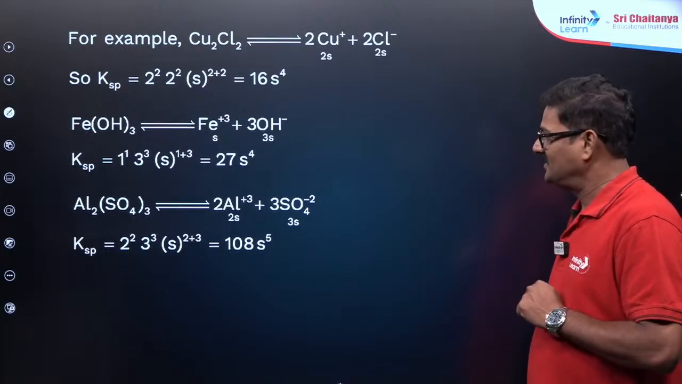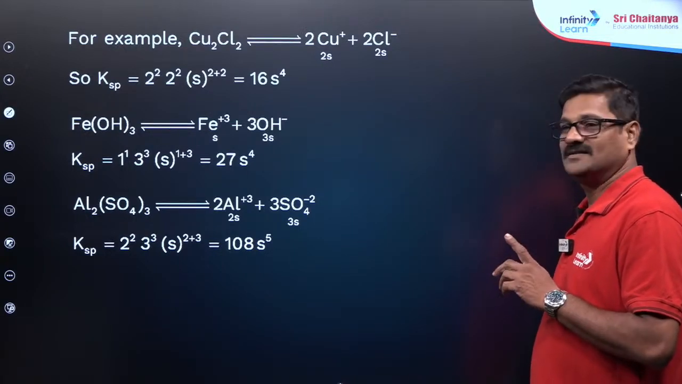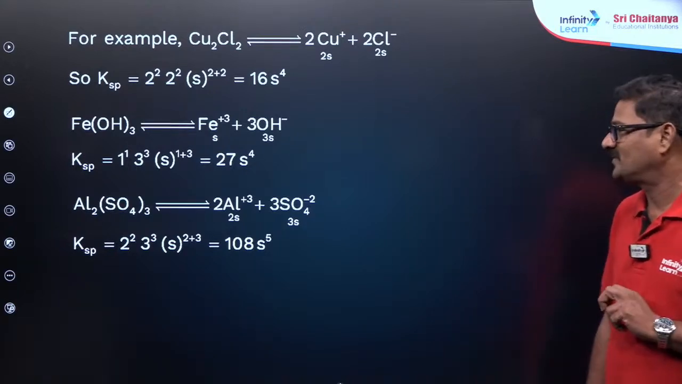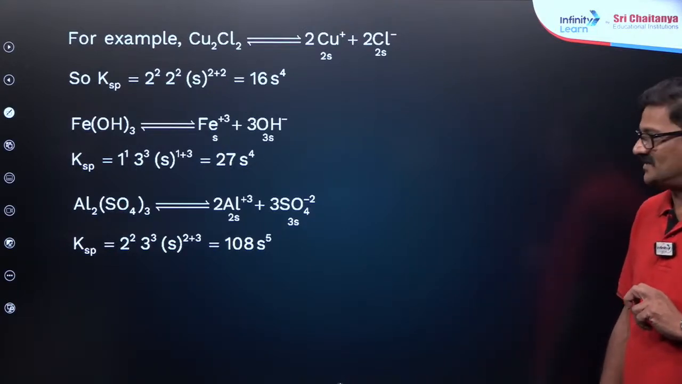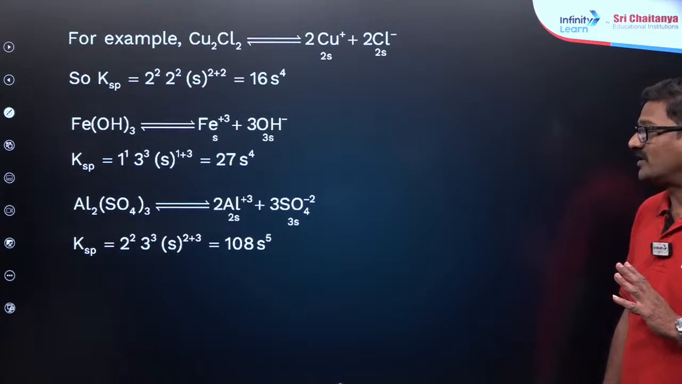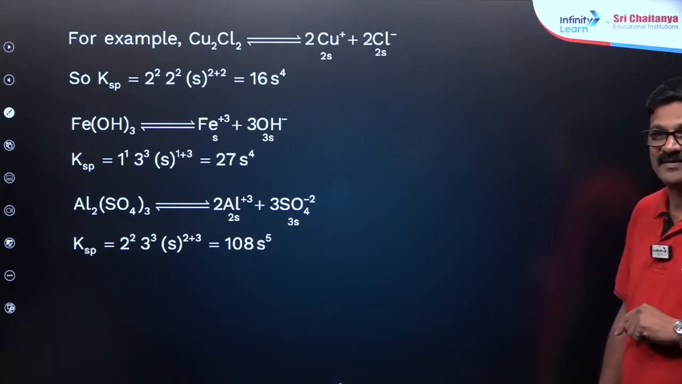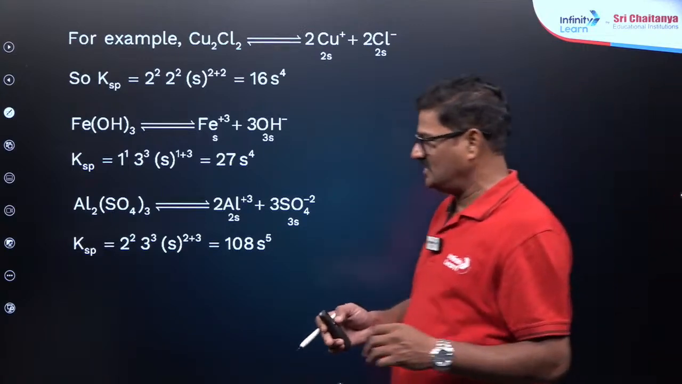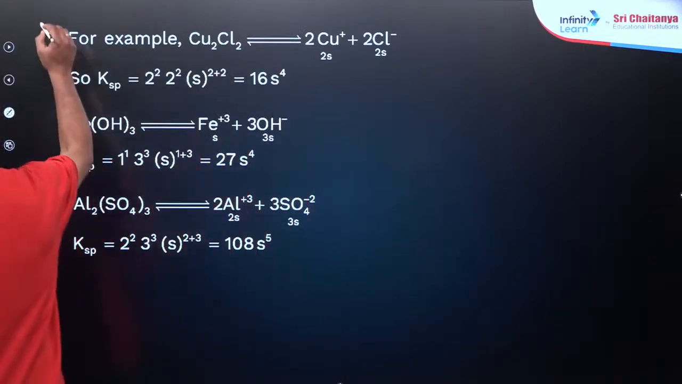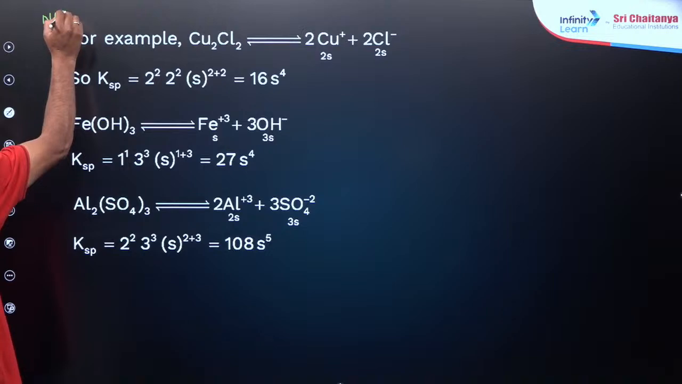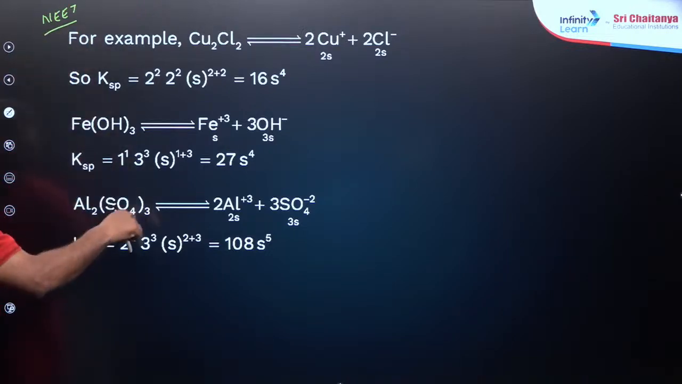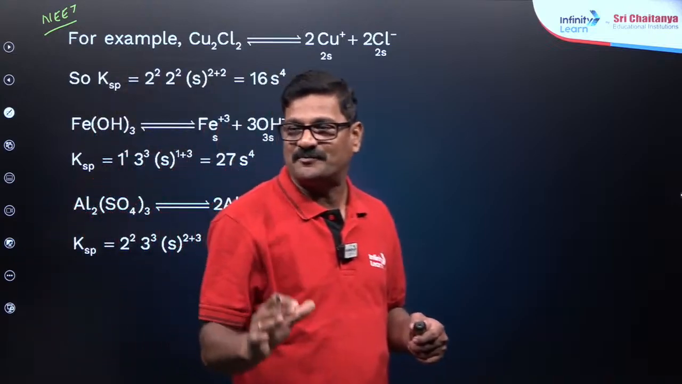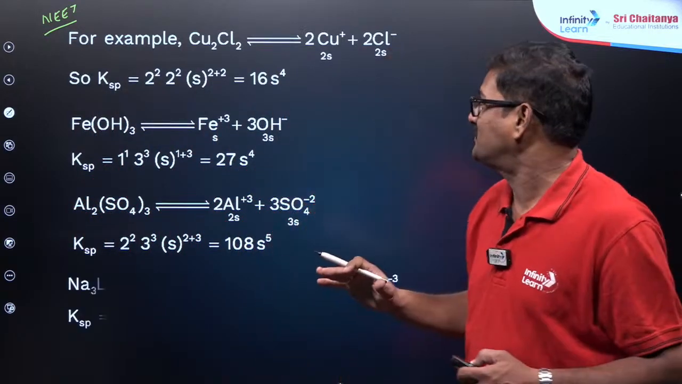Al2(SO4)3 gives 2Al3 plus and 3SO4 2 minus, with concentrations 2S and 3S. It is going to be 2 squared, 3 cubed, and S to the power 2 plus 3. It is going to be 108 S to the power 5. Are you getting this, better example? Many times these are the examples that have been asked in previous NEET medical entrance examinations, and this kind of other examples you can expect in the upcoming NEET examination.